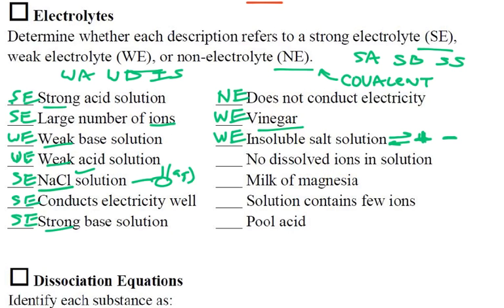No dissolved ions in solution, that's a non-electrolyte. Milk of magnesia, that was the white creamy stuff that we tested, and that was a weak electrolyte, weak base.